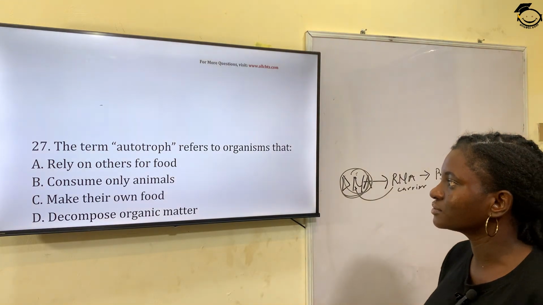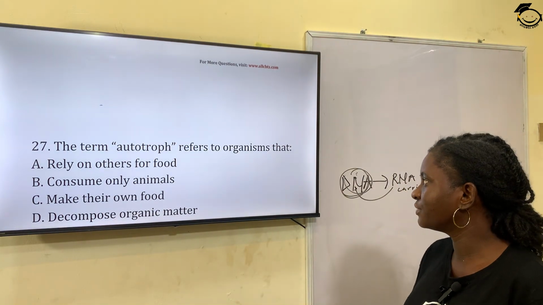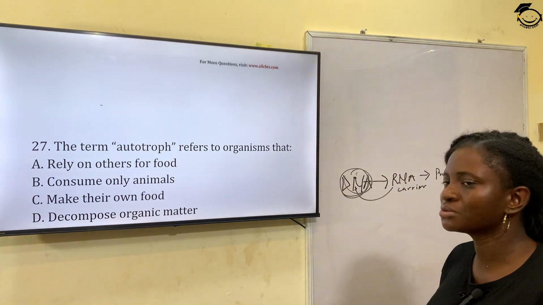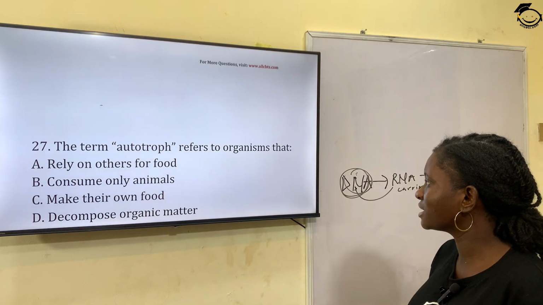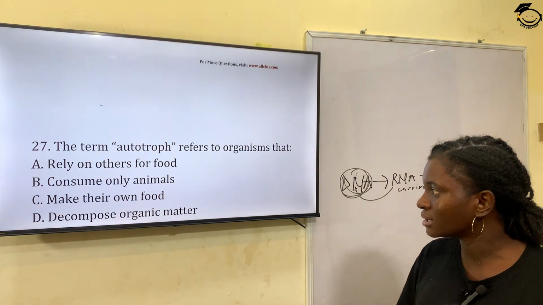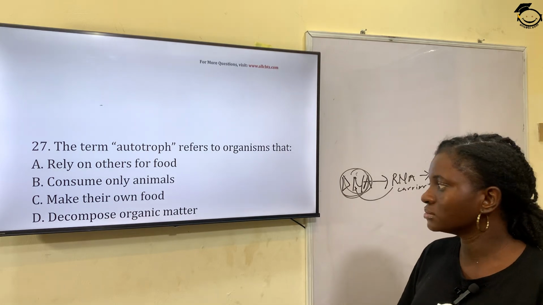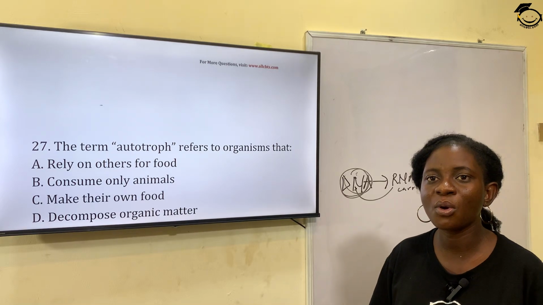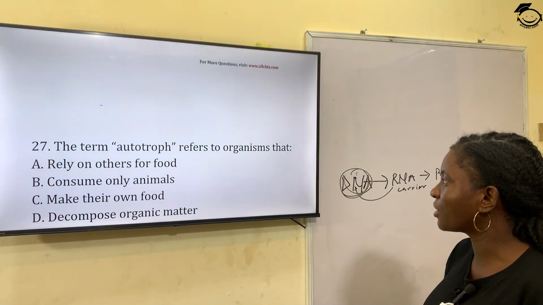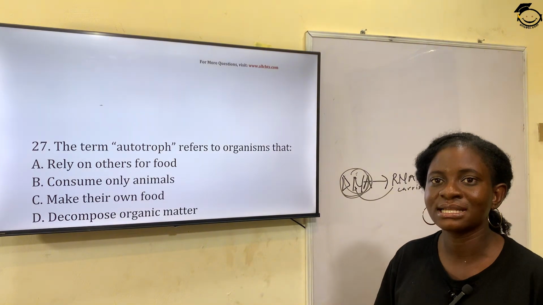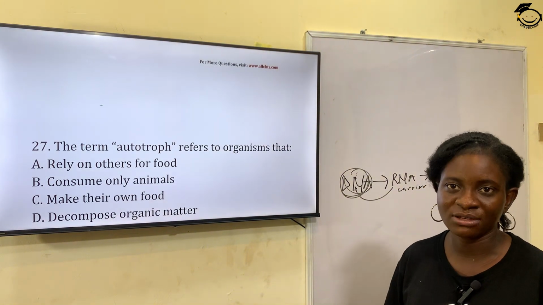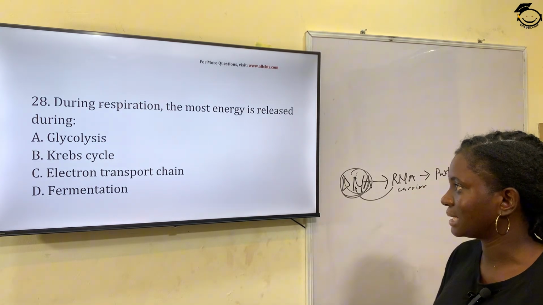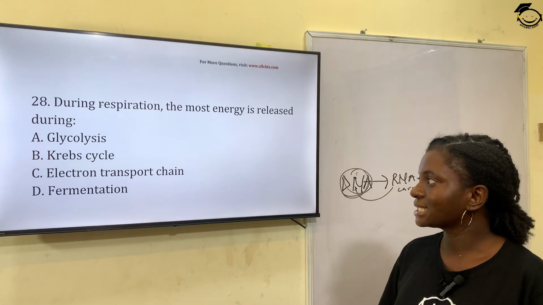Question 27. The term autotroph refers to organisms that... auto means self. They produce their own food. The options: rely on others for food, consume only animals, make their own food, decompose organic matter. The correct answer to this question is make their own food. Autotrophs manufacture their own food, for example, plants.